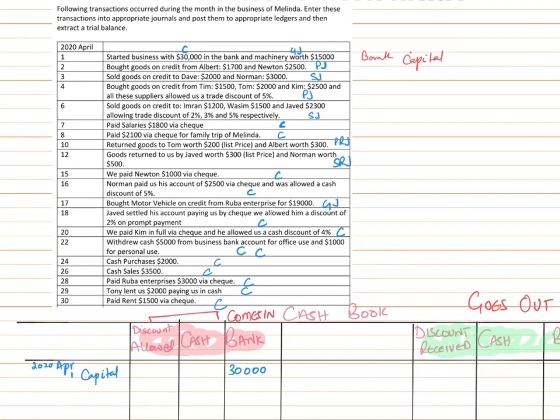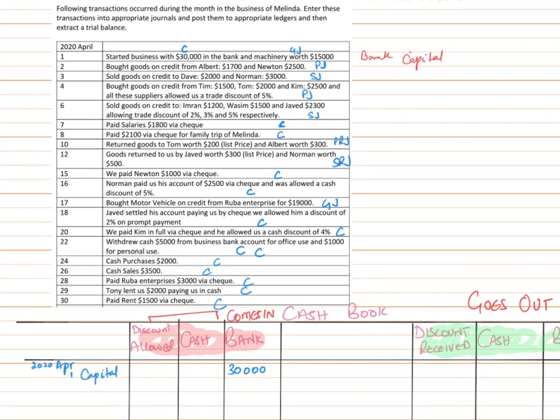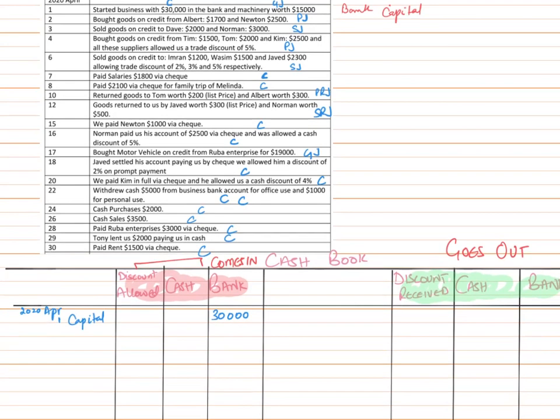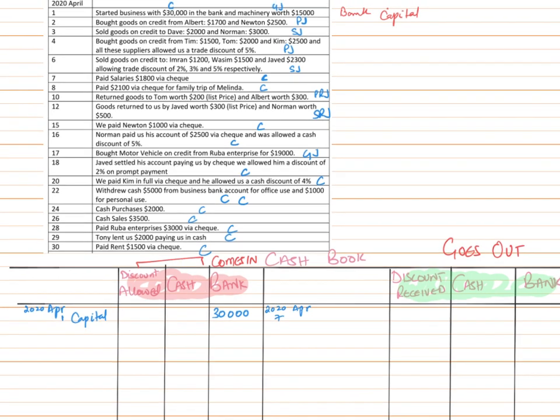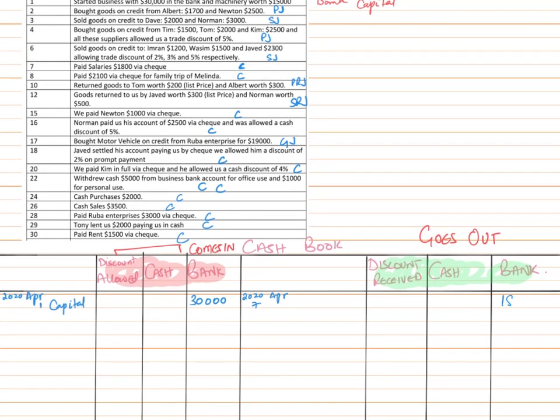Then let's read out the next transaction. The next transaction that involves cash is on 7th: paid salaries 1800 via check. So we would write the date over here, 2020 April 7th, and since we are paying salaries via bank account, we would write 1800 over here. Now we can clearly see that money is going out of the bank, so bank is getting credited. But if bank is getting credited, what is getting debited? Obviously salary is getting debited, so we'll write salaries over here.